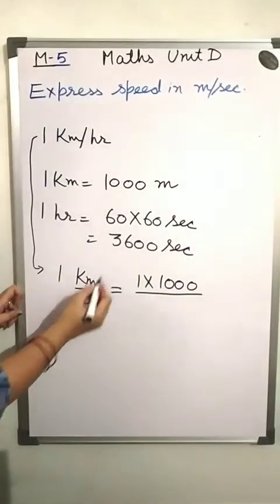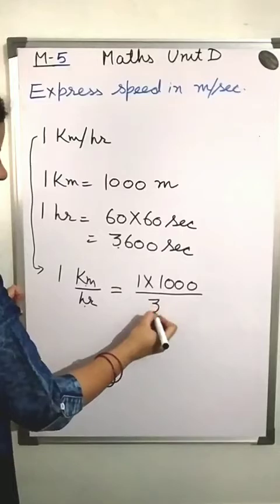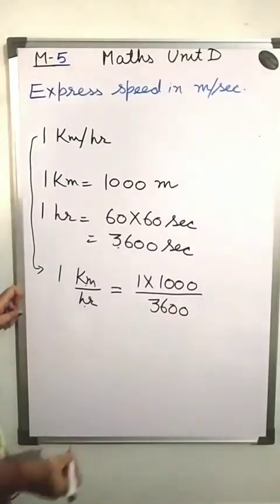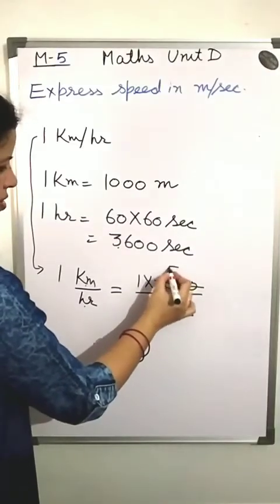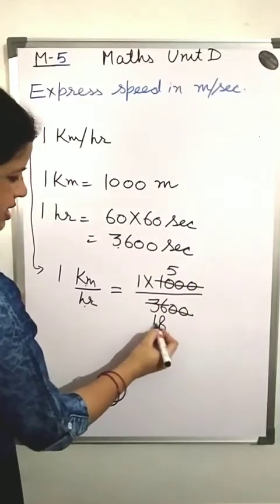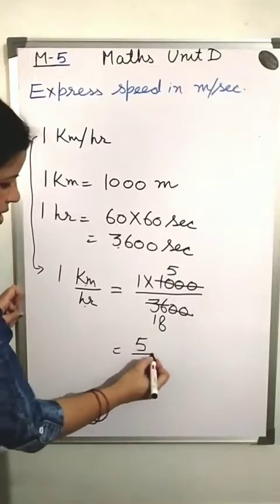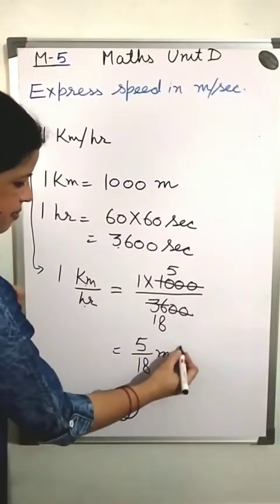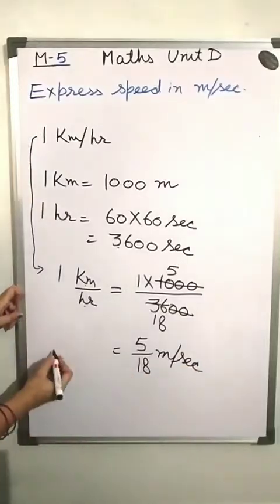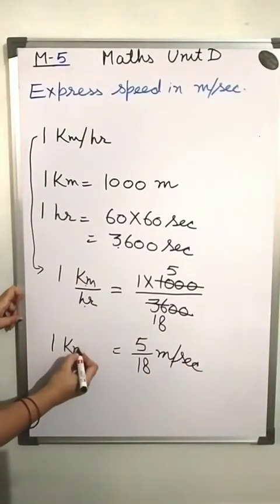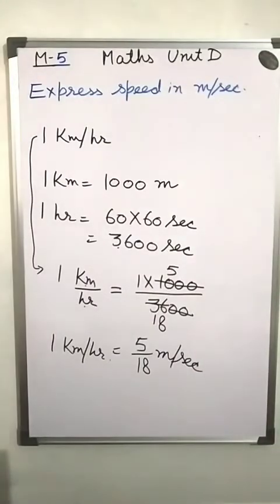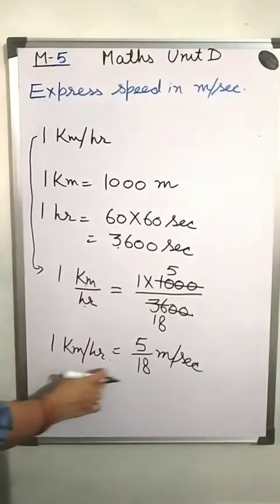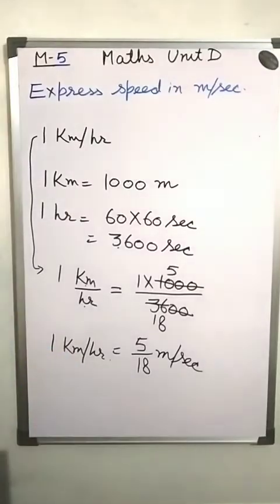Then R is equal to 3600 seconds. So we can write 3600. If we cut them, it is equivalent to 5 upon 18 meter per second. So whenever we want to convert kilometer per hour into meter per second, we multiply the number by 5 upon 18.